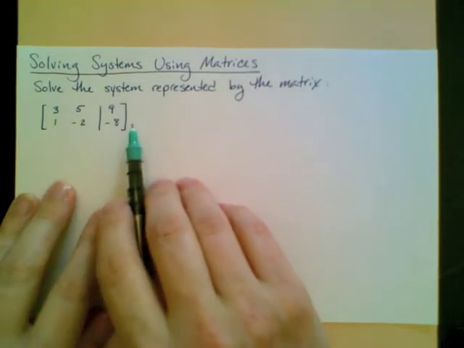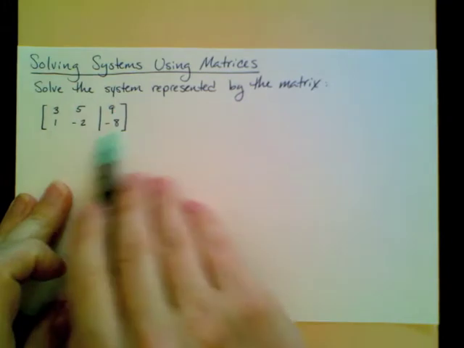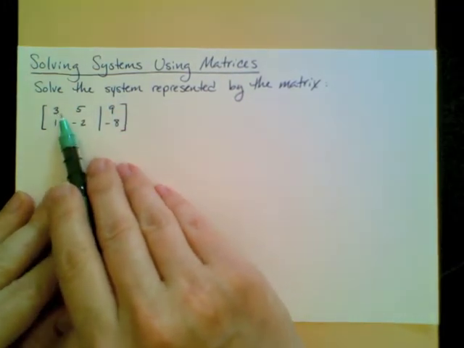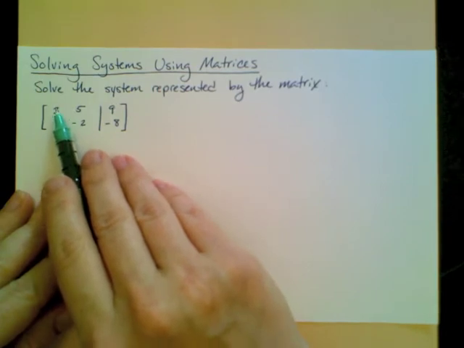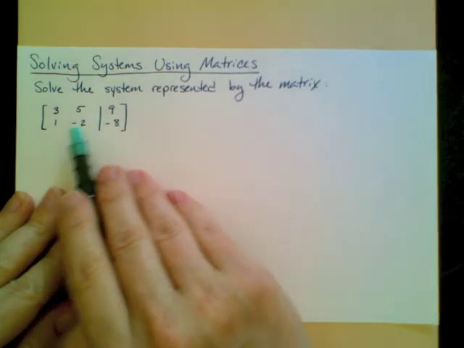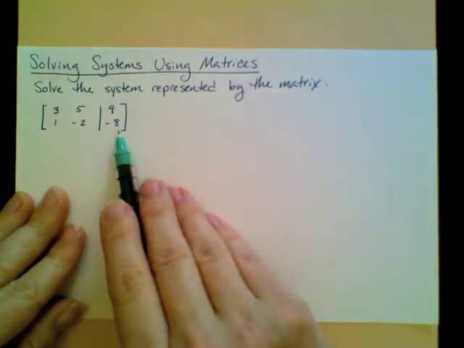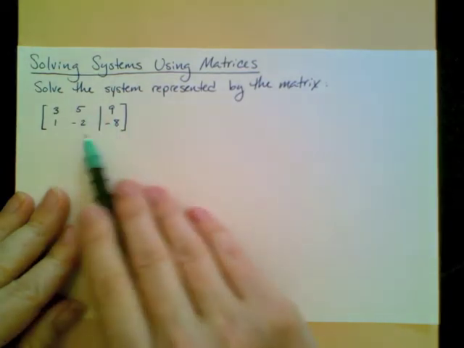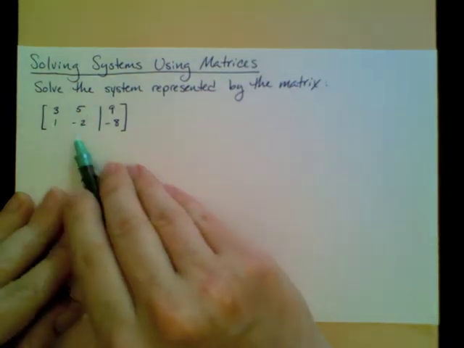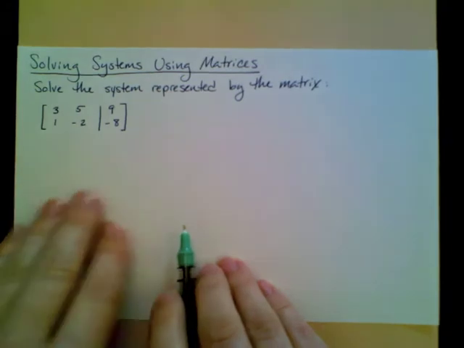We want to solve the system represented by this matrix. Now remember how these work. That system will be 3x plus 5y equals 9, 1x minus 2y equals negative 8. So it's a system of two equations and two variables. This is what we call our coefficient side, and this is what we call our constant side.